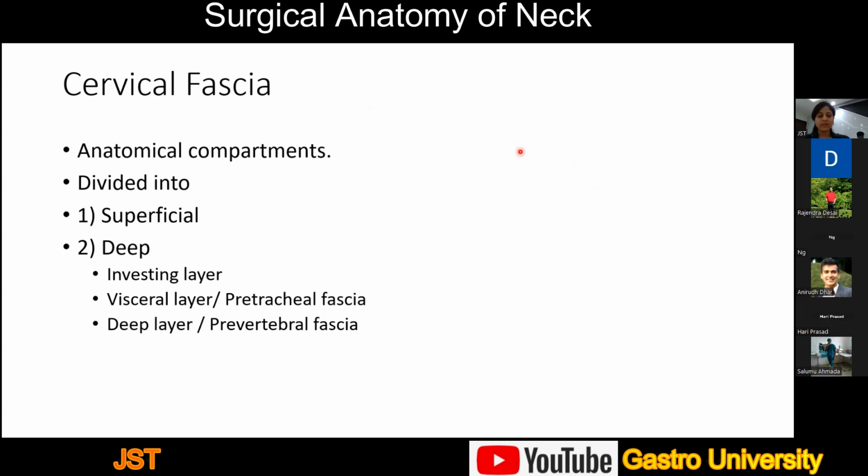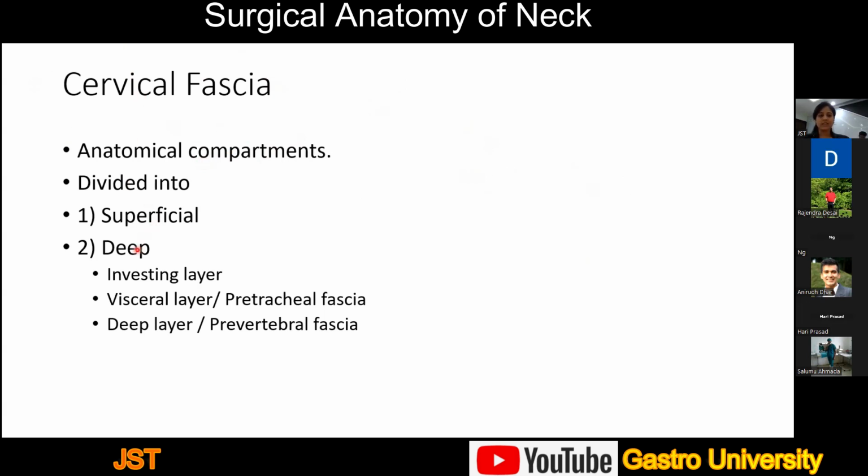So, for example, if I talk about the parotid. Now, the parotid has its own compartment, which is enclosed by this fascia. So, while doing a superficial parotidectomy, I need not be bothered that I might enter into the masticator space, unless I'm not following these fascial planes. So, that is the surgical importance of having the cervical fascia in the neck.